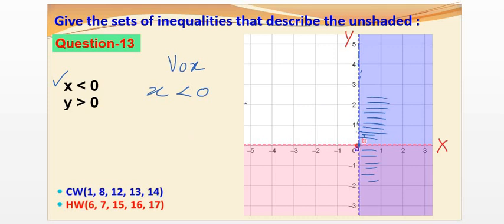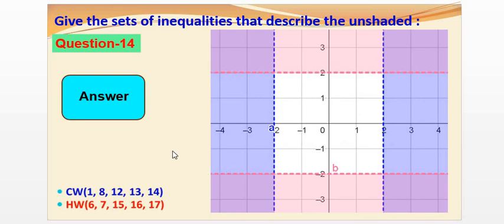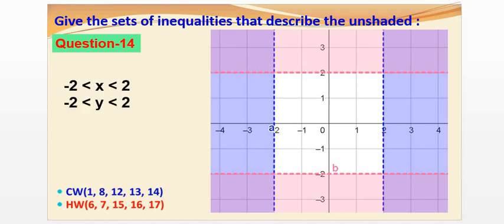And when you look at the horizontal line, it's this one. Again, it's a dotted line, and below the 0 is shaded and above the 0 is not shaded. That means that you have taken all the greater values of y. So y will be greater than 0. Okay, let's solve one more question. Question number 14. Better pause the video here and solve it on your own and then play the video to check your answer. Here is the answer.